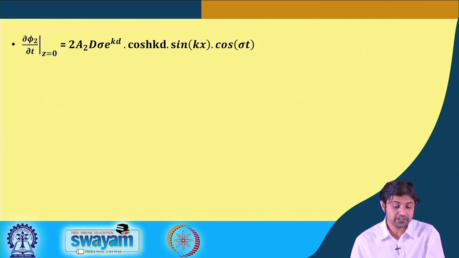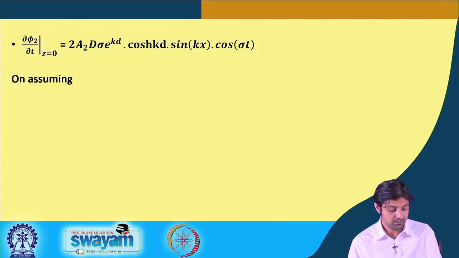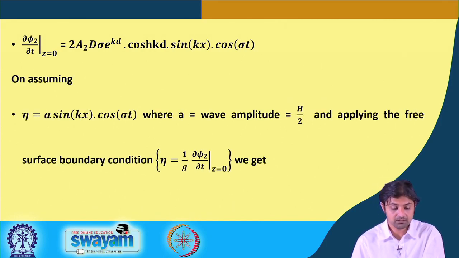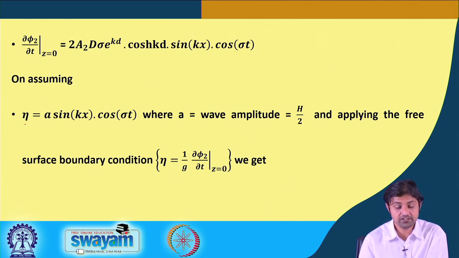And if we do del phi del t at z is equal to 0, we get 2a2 d sigma e to the power kd cosh kd sin kx cos sigma t. And if we assume that the free surface elevation is a sin kx into cos sigma t, right. Here a is the wave amplitude, that is H by 2, this is our assumption, and by applying the free surface boundary condition, that eta is equal to 1 by g del phi del t at z is equal to 0.